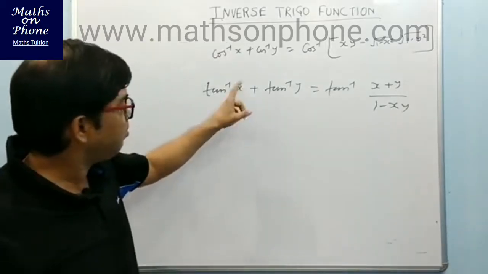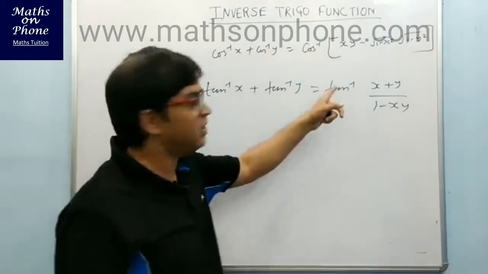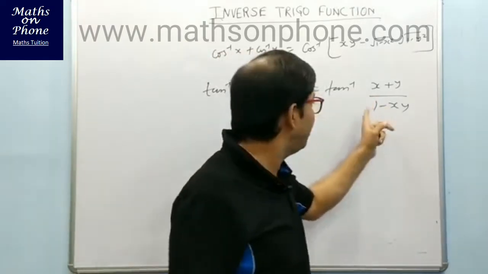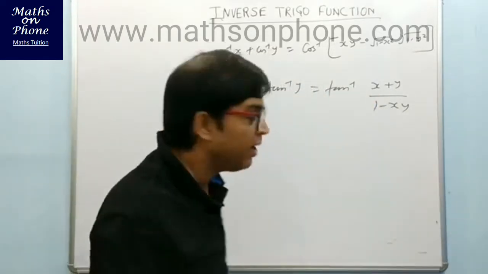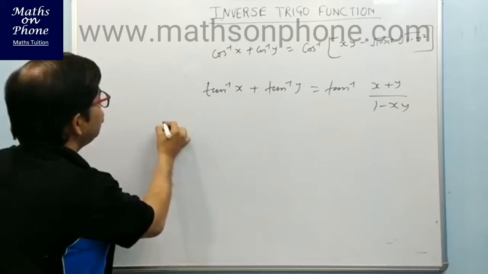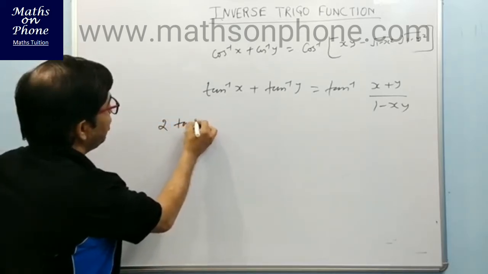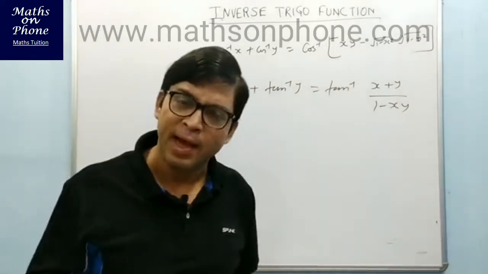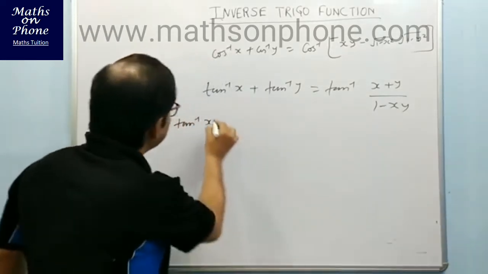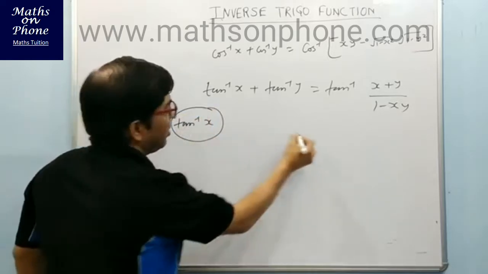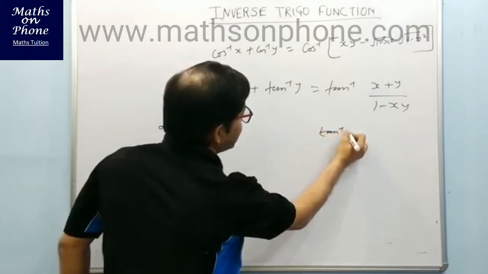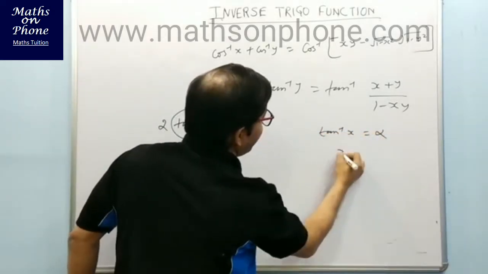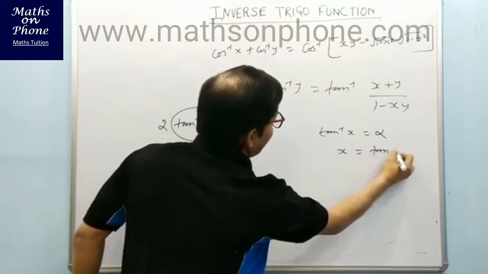So tan inverse x minus tan inverse y will be tan inverse of (x minus y) by (1 plus xy). Another thing you remember, 2 tan inverse x. Suppose you need to find the formula for that. The basic thing, if you remember, I did it. You just take this thing as alpha. So if you take tan inverse x is equal to alpha, you got x is equal to tan alpha.